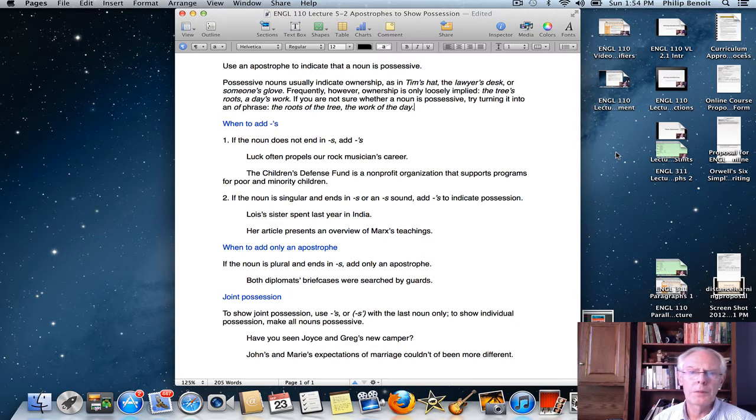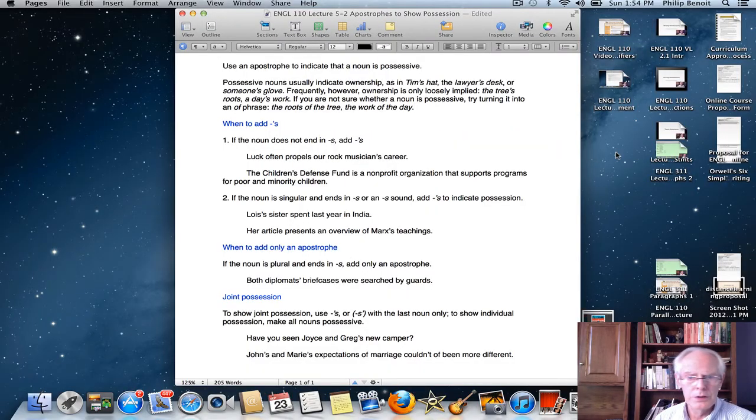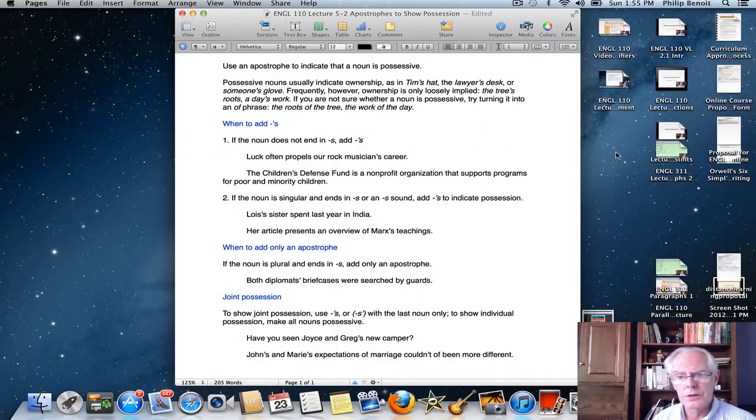So when do you add an apostrophe S and when do you do something differently? Well, number one, if the noun does not end in S, you add an apostrophe S. Okay, so that's pretty straightforward and it should be fairly obvious. Here's an example. Luck often propels our rock musician's career. Rock musician is singular, does not end in S, so we put an apostrophe S on there to show that the career belongs to the rock musician.